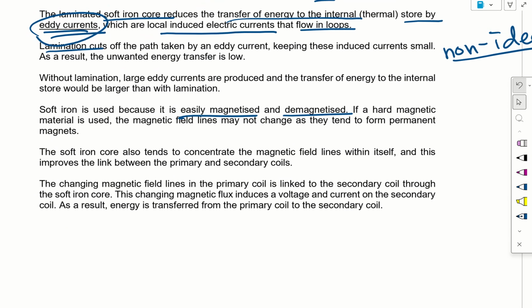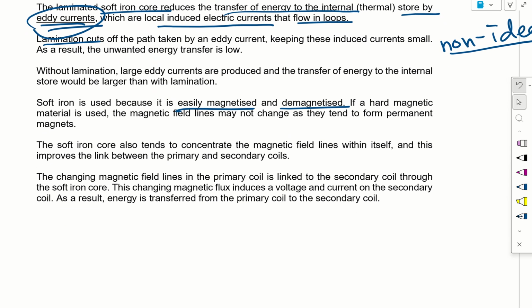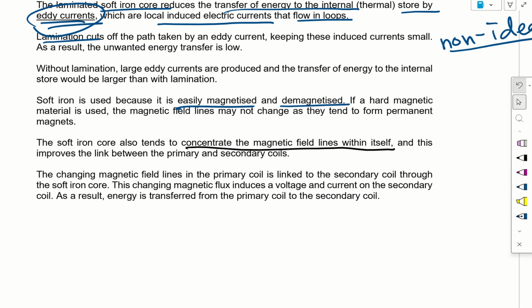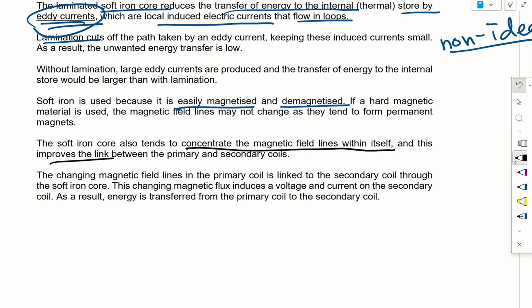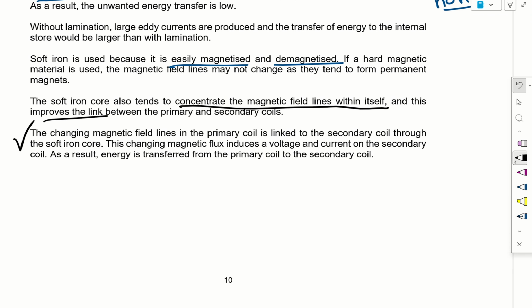So what is the purpose of the soft iron core? It is to concentrate the magnetic field lines within itself. This improves the magnetic linkage between the primary and the secondary coil. Take note, the changing magnetic field lines in the primary coil are linked to the secondary coil through the soft iron core. This is the principle behind it. The changing magnetic flux will then induce a voltage and therefore a current in the secondary coil.